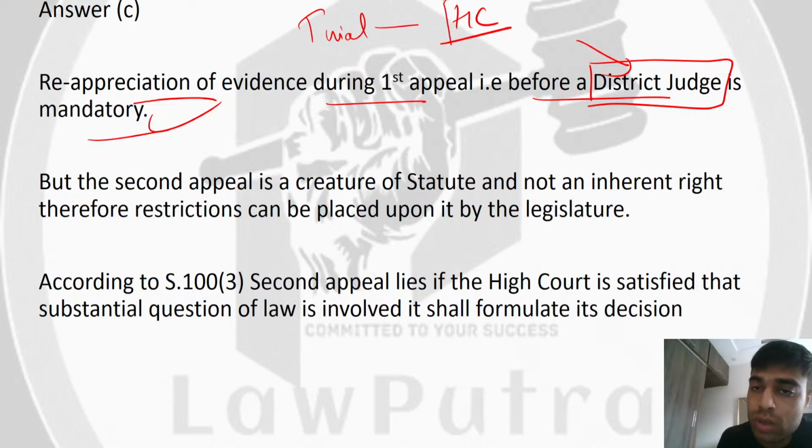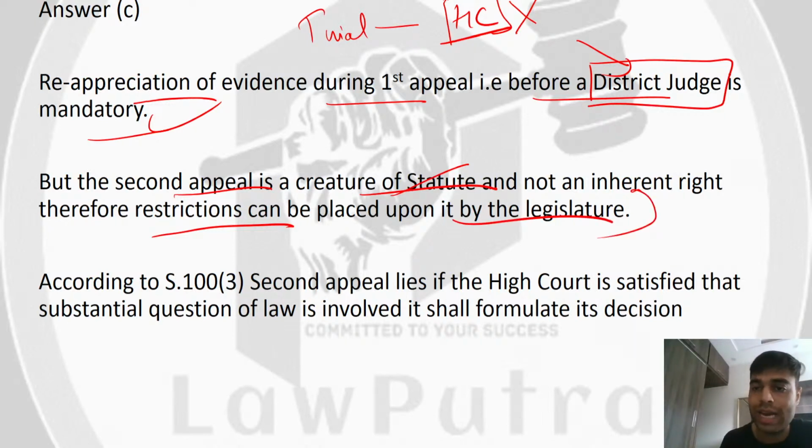But when there is a second appeal which goes to the high courts, it is not duty bound to consider the evidence once again. All right. Why is it so? Because see, second appeal is basically a creature of statute. Okay, it is not an inherent right. Only first appeal is an inherent right, and second appeal is simply a creature of statute. And because it is created by a positive law, restrictions can be placed on it by the legislature. So that's why reappreciation is not allowed.